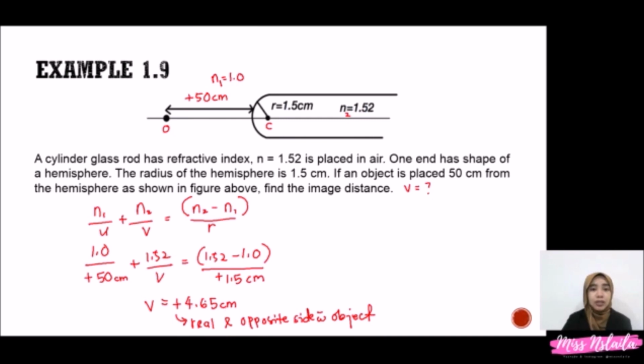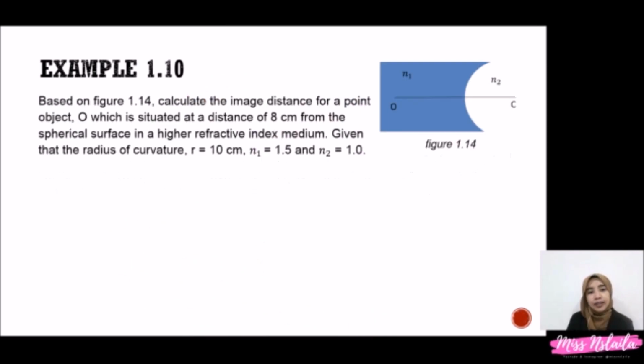The 4.65 centimeter shows the distance of the image formed. So now let's label where the image is formed in this figure. The image is real and forms on the opposite side of the object, so the image will form at this side. Let's say this is the image formed, on the opposite side of the object with a distance of 4.65 centimeter.